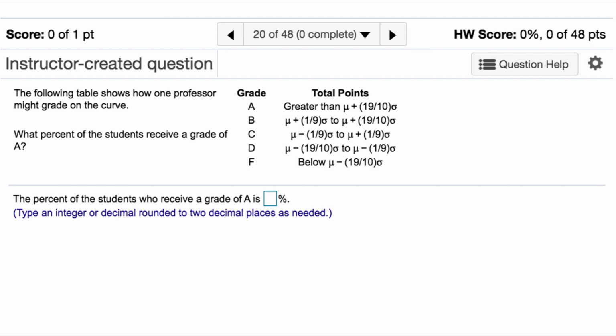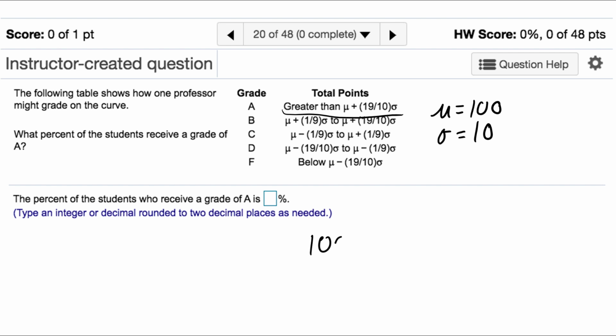They're all standardized tests. So anyway, the point of that is that on this one, it doesn't matter what your mean and standard deviation are. You can choose anything at all. An A is anyone who scores 19/10 of a standard deviation above the mean. So I'm just going to make up a mean and a standard deviation. Let's say our mean is 100 and our standard deviation is 10. Okay, so we're looking for anyone who scores greater than the mean plus 19/10 of a standard deviation. So now we just plug those values in.